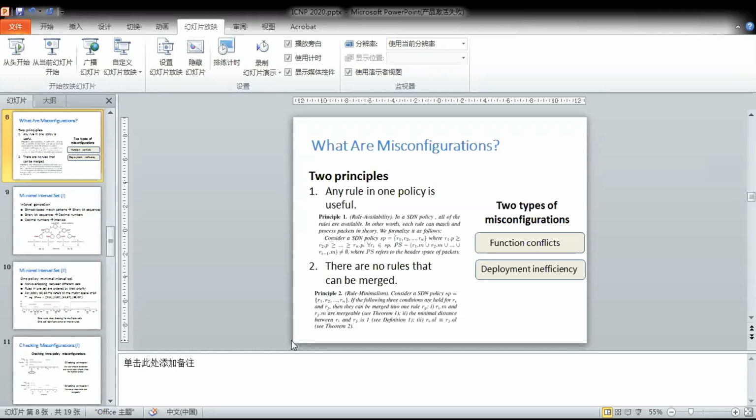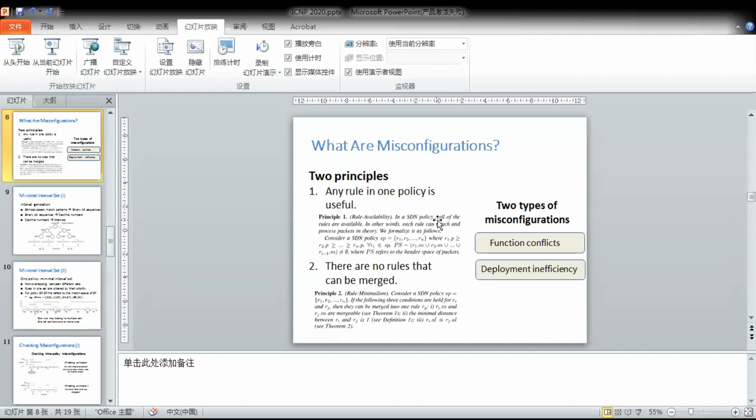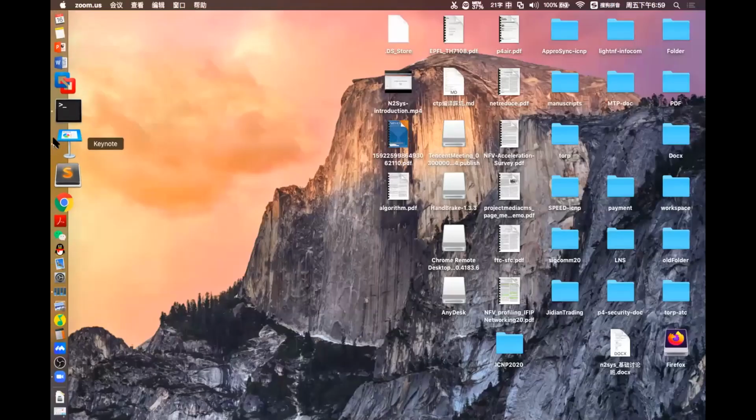Any other questions? Okay, if there are no other questions, then let's move on to the next paper. That is Speed. Our author and presenter is Xiang.